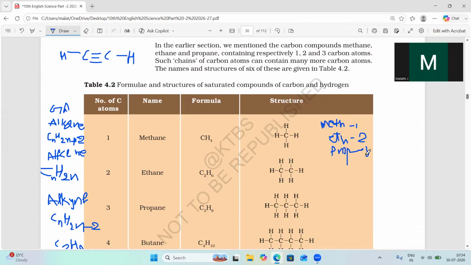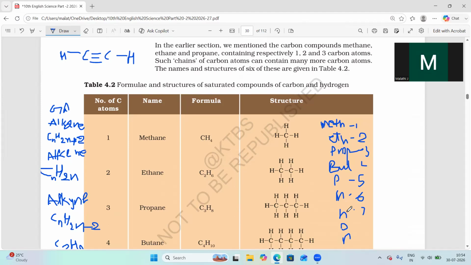Prop means the number of carbon atoms will be 3. But means the number of carbon atoms is 4. Pent means 5 carbon atoms, hex means 6. Then hept, oct, non. So here it is the number of carbon atoms. You should know the names.